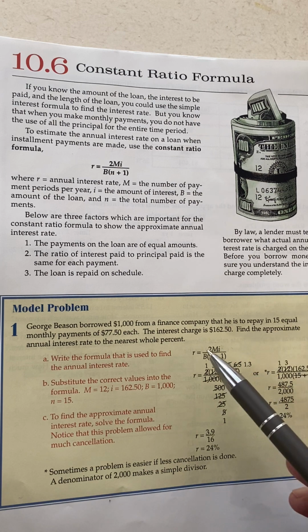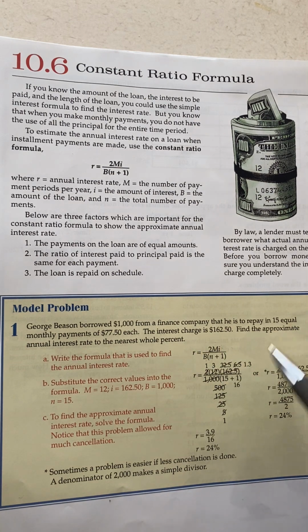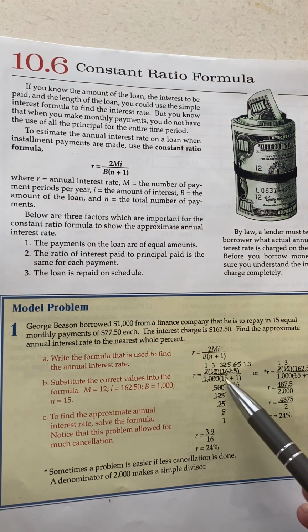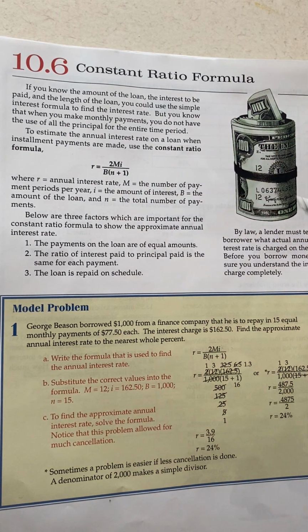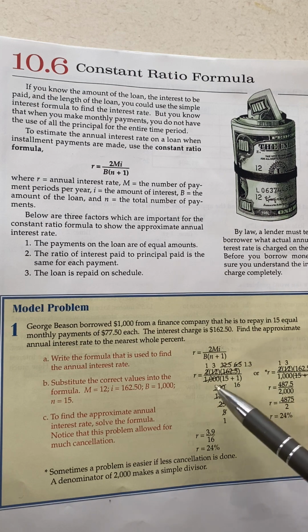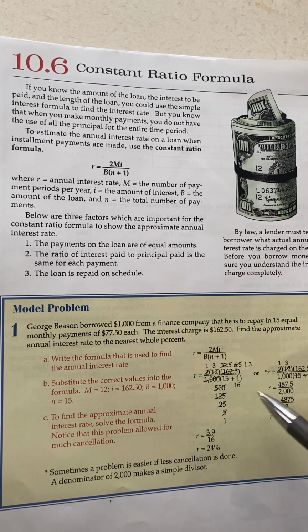And how many payments are we going to make? What does it say? 15 payments. So 15 plus 1. That's right here, 15 plus 1. So here we have it. And as you can see, a lot of canceling out as we do. You can see how they canceled.